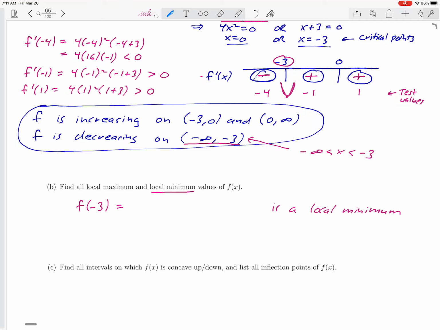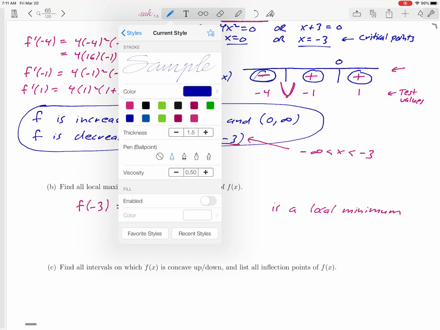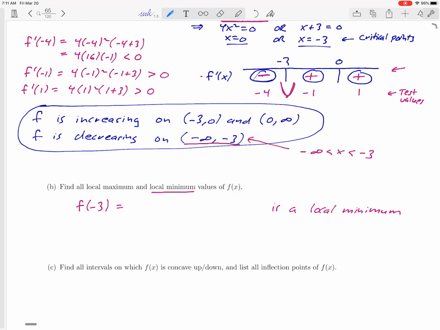Do we have any local maximums? Well, if we look back up at the sign chart from part A, it doesn't look like it, because to have a local maximum, we would need our graph to go from increasing to decreasing, which would mean we would need to have a plus sign on the left and a negative sign on the right, and we just don't see that in this chart that we're looking at up here. So there's only one local minimum, and it occurs at this number -3 up here in part A. Whoops, and I just made it disappear. Sorry about that.